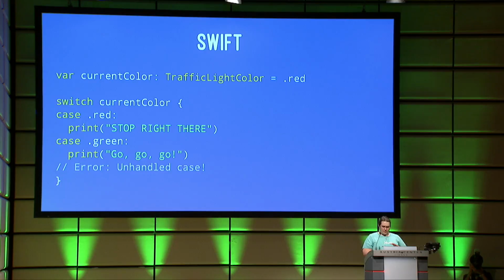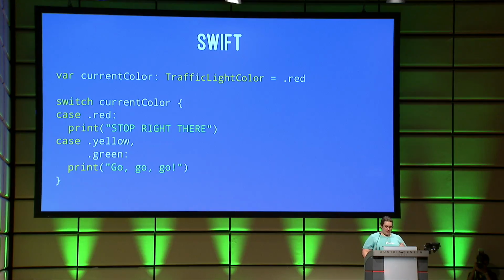Now, again, multiple cases can return the same value. I lived in Los Angeles for about 8 years, so a more accurate representation of what you're supposed to do at a traffic light there can be shown this way, which is that if the light is red, stomp on the brakes as hard as you possibly can, and if it's yellow or green, just punch it and go.